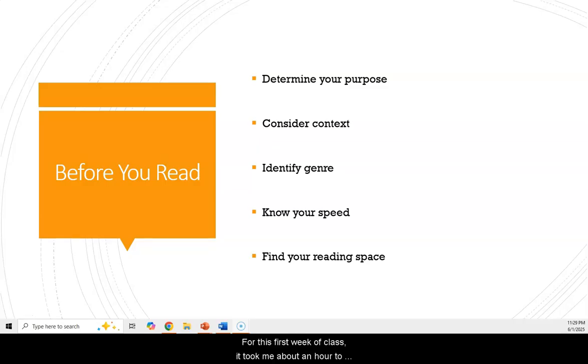For this first week of class, it took me about an hour to complete the readings. However, I've read them before and I'm used to reading these types of texts, so it may take you longer, and that's okay. While we don't always have options, try to find a space where you can read comfortably with few interruptions. I know that if there are too many things going on around me, I'll get distracted, so I like to read in a quiet spot outside. Figure out what works best for you.